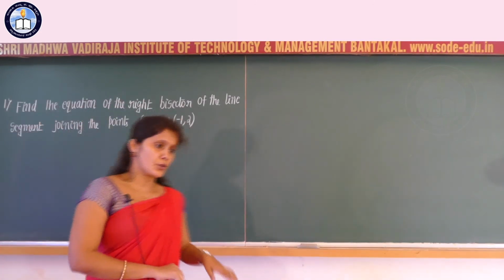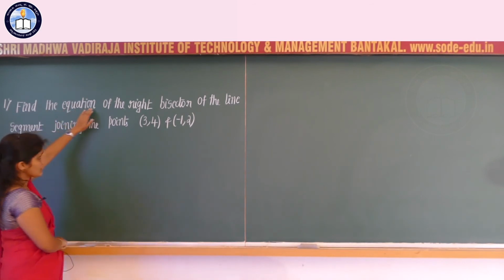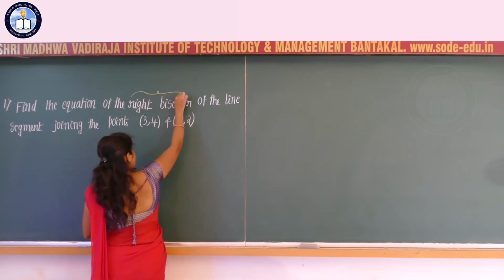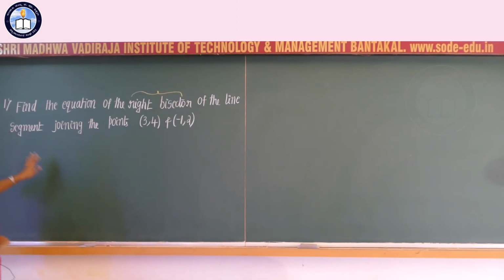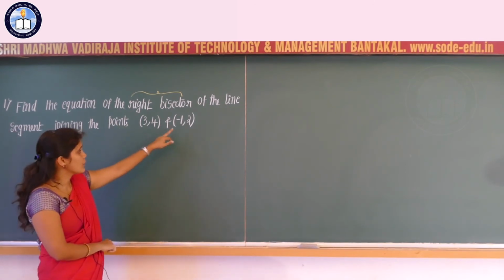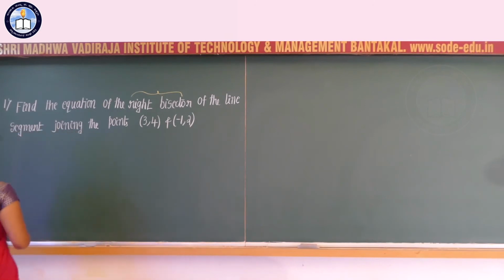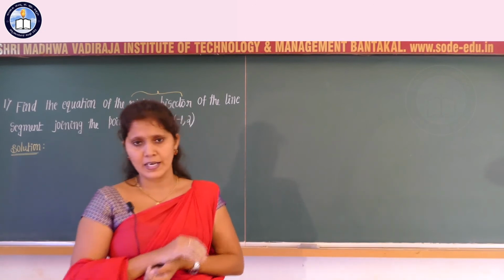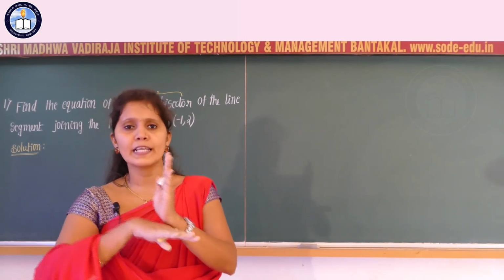Let us consider the next question: find the equation of the right bisector of the line segment joining the points 3, 4 and -1, 2. Initially we should know what is meant by a right bisector. A right bisector is a line which divides the other line into 2 equal parts, and that line is perpendicular to the other line.